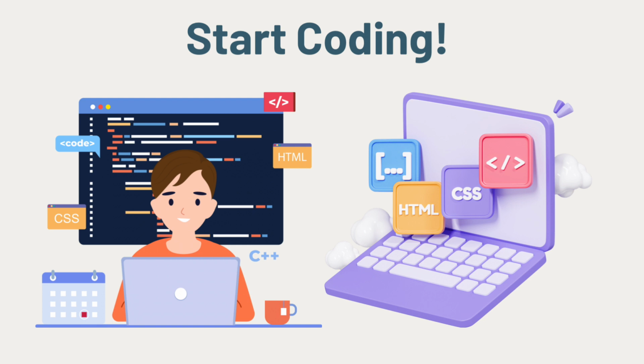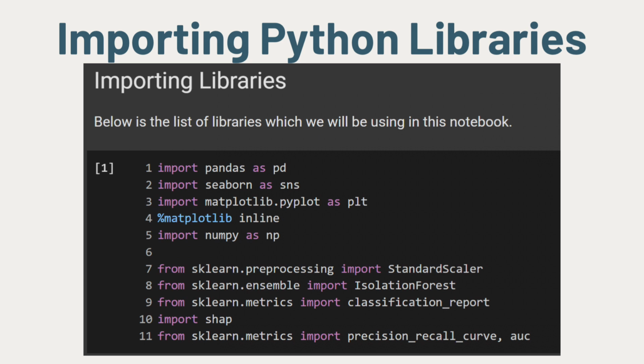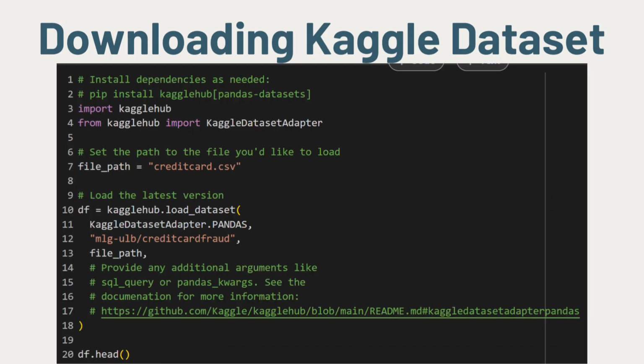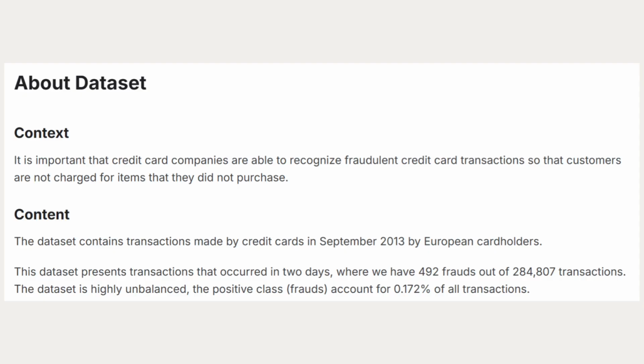As usual, we will be coding using Google Colab. Firstly, we will be importing the libraries that we will be using in this notebook. Next, let us download the dataset from the Kaggle API. The data is by the machine learning group, and more details can be found in the description box. It contains transactions made by credit cards in September 2013 by European cardholders. After the data is downloaded, we can proceed to inspect it.